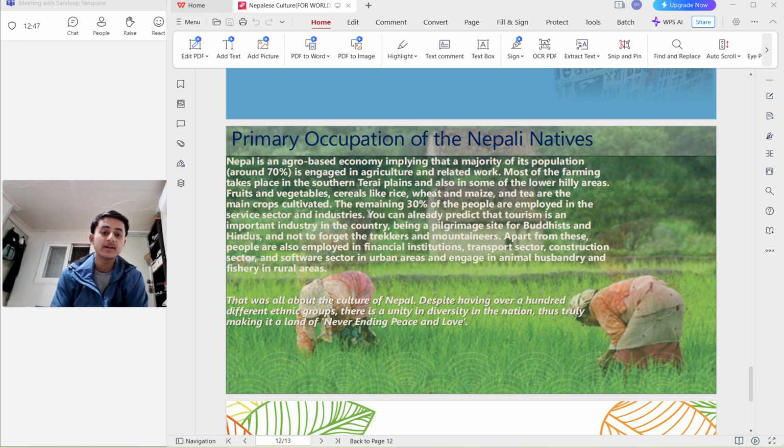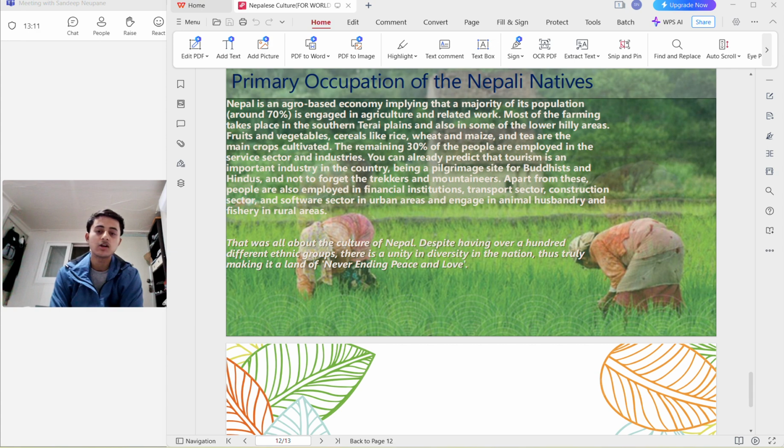You can already predict that tourism is an important industry in the country, being a privileged site for Buddhists and Hindus, and not to forget trekkers and mountaineers also. Apart from this, people are also employed in financial institutions, the transport sector, the construction sector, and the software sector in urban areas, and engaged in animal husbandry and fishery in rural areas.